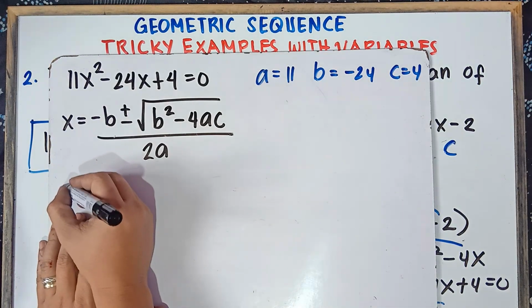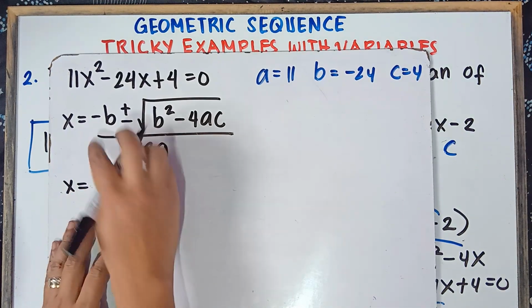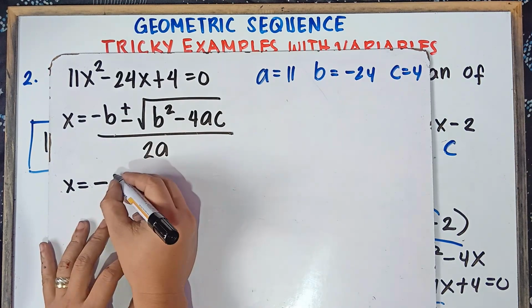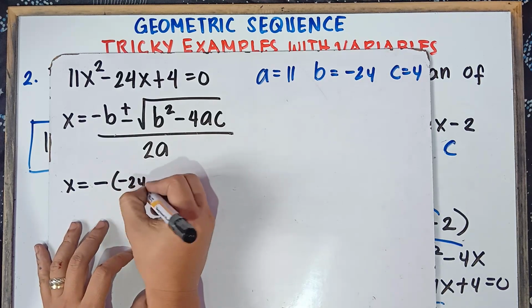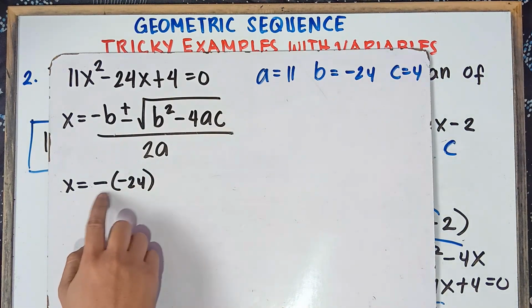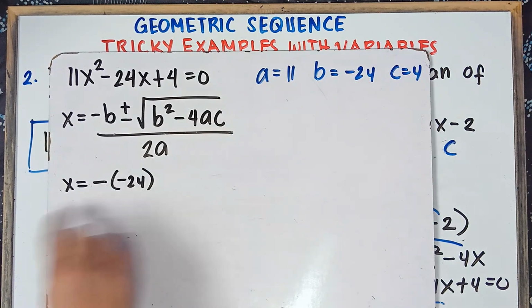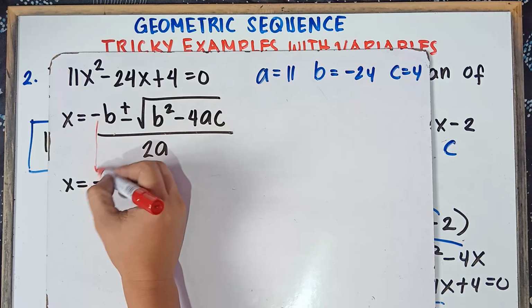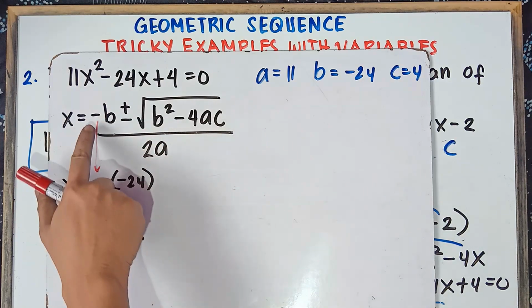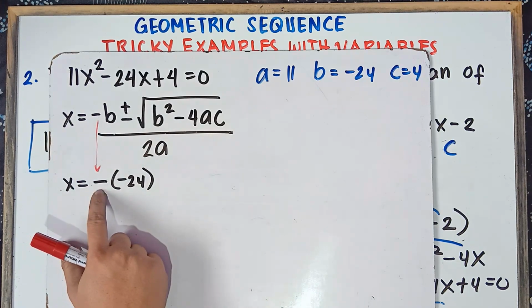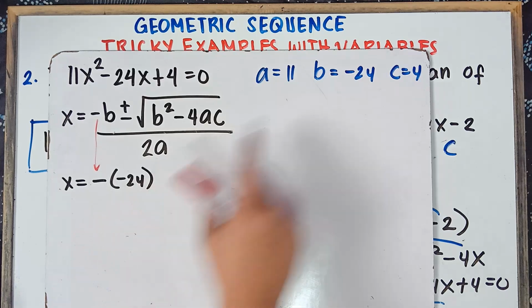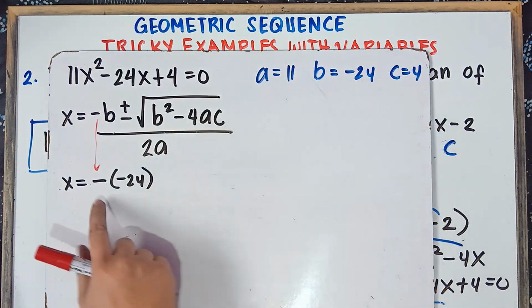So we have x equals, copy the negative sign. Our b is negative 24, therefore we need to put parentheses. Now you'll be asking questions, sir, why do you have two negatives? Now this first negative, class, came from the formula. The formula says negative b, so this first negative came from the formula, and this negative 24 came from the value of b. So that's why, class, we have two negatives.